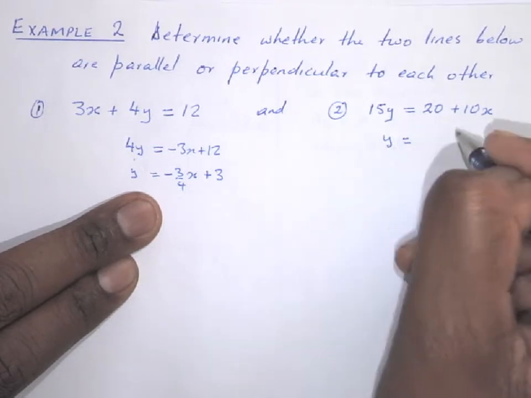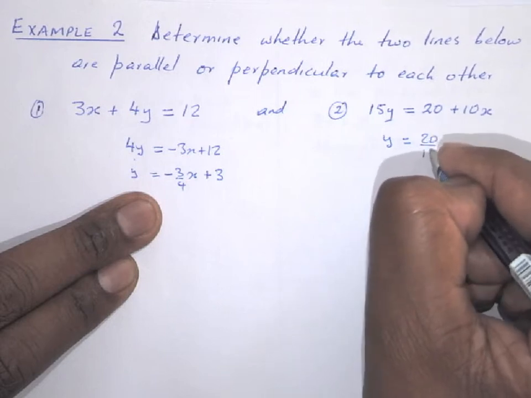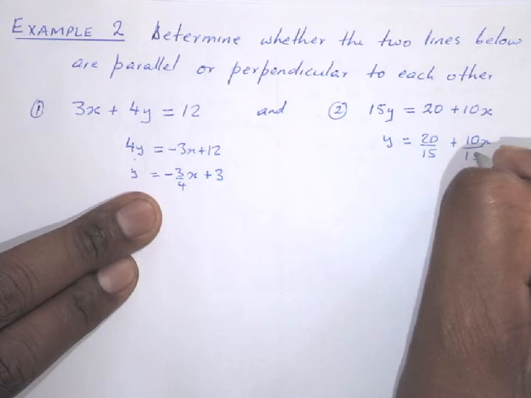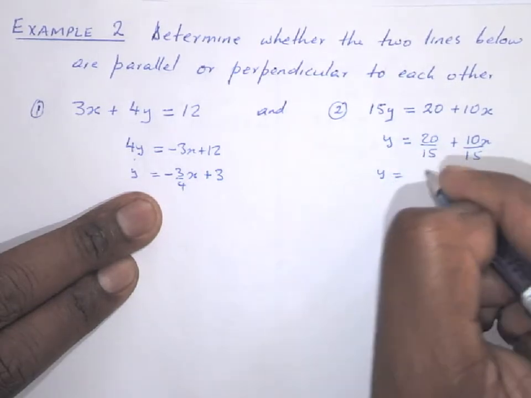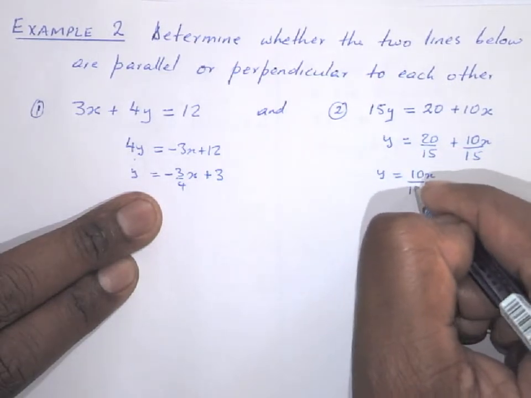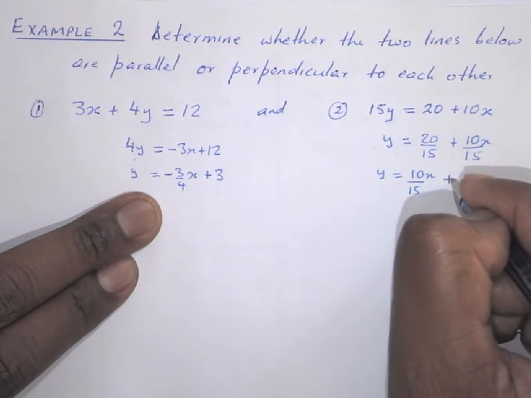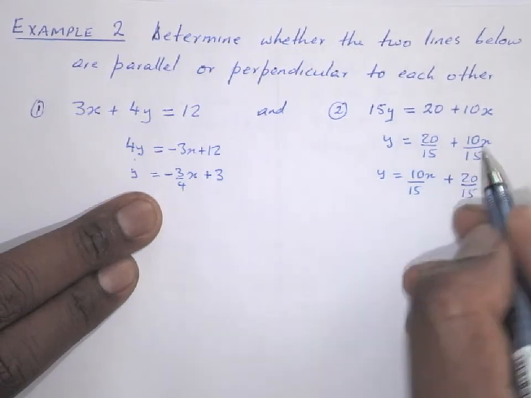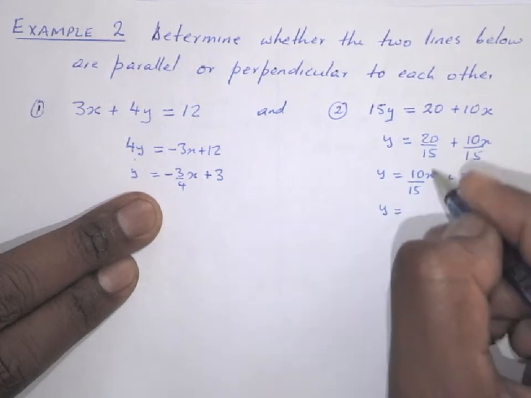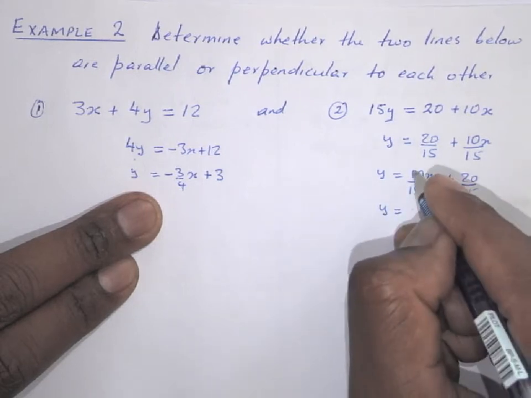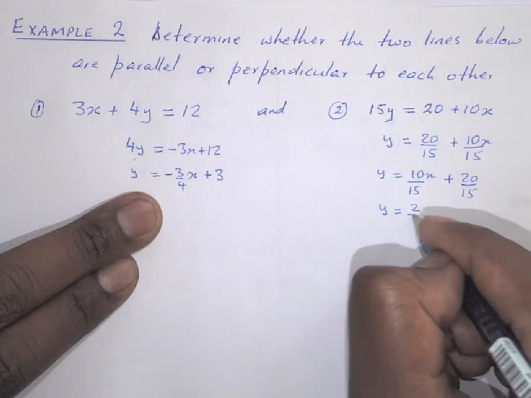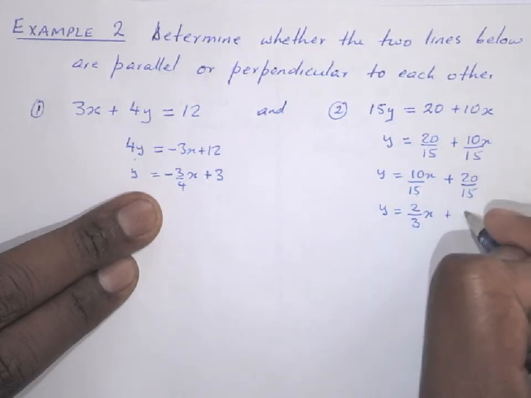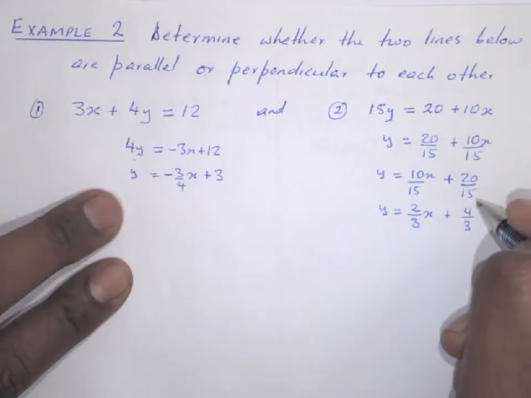I get y is equal to 20 divided by 15 plus 10x divided by 15. If I rearrange this, I'll get 10x over 15 plus 20 over 15. If I simplify this, I get y is equal to 10 divided by 5 is 2, 15 divided by 5 is 3, so 2 over 3 x, then plus 20 divided by 5 is 4, and 15 divided by 5 is 3, so 4 over 3.